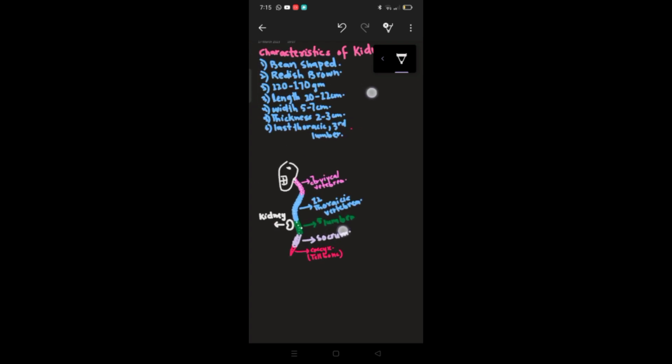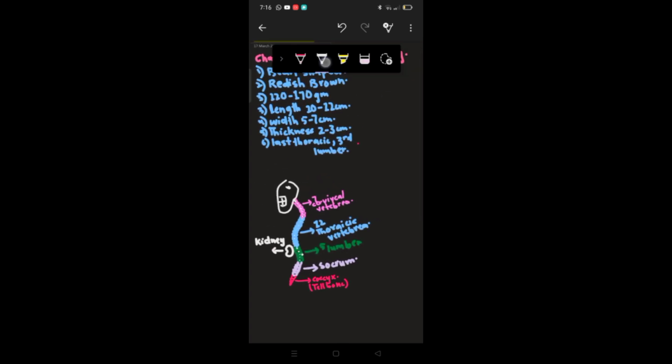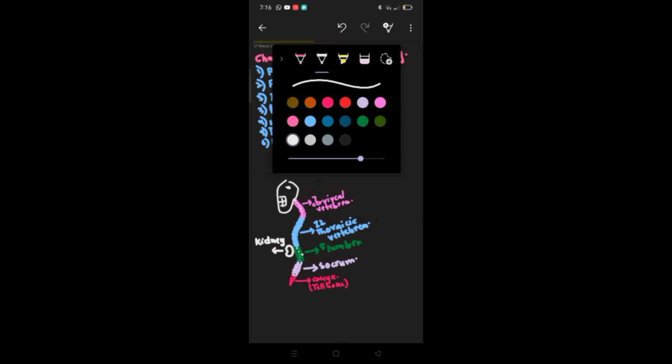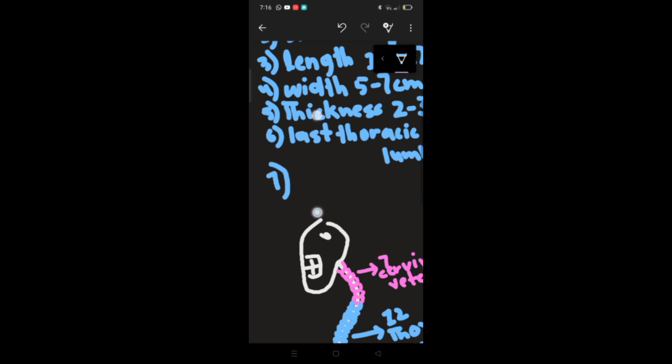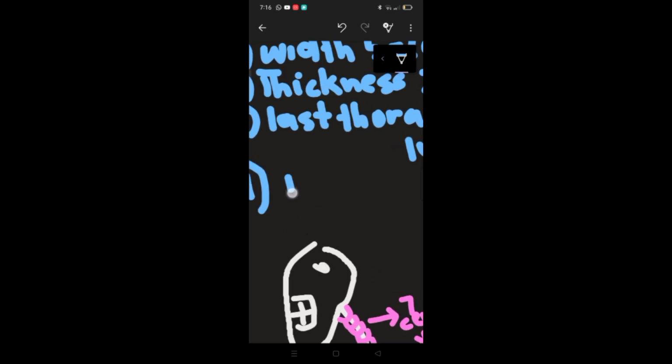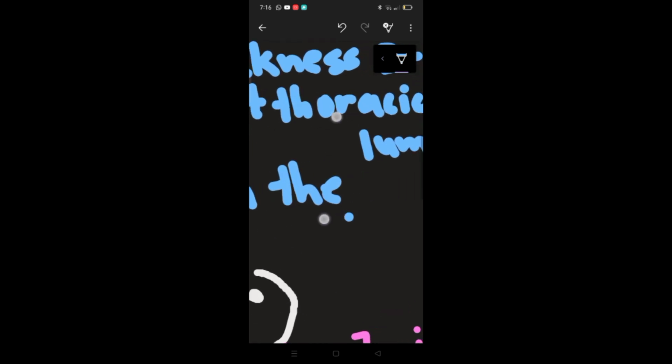Then in which region it is located. As I have discussed about the body as well, our body was divided into two cavities, thoracic cavity and abdominal cavity, and the lower part of abdominal cavity was pelvic region. So where these kidneys are located, let me write this as well. The last characteristic of kidney is kidneys are located in the abdominal cavity.